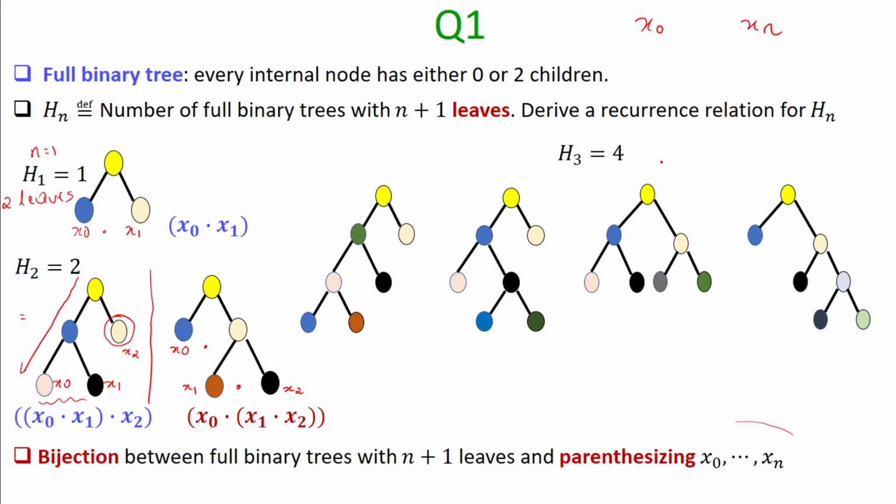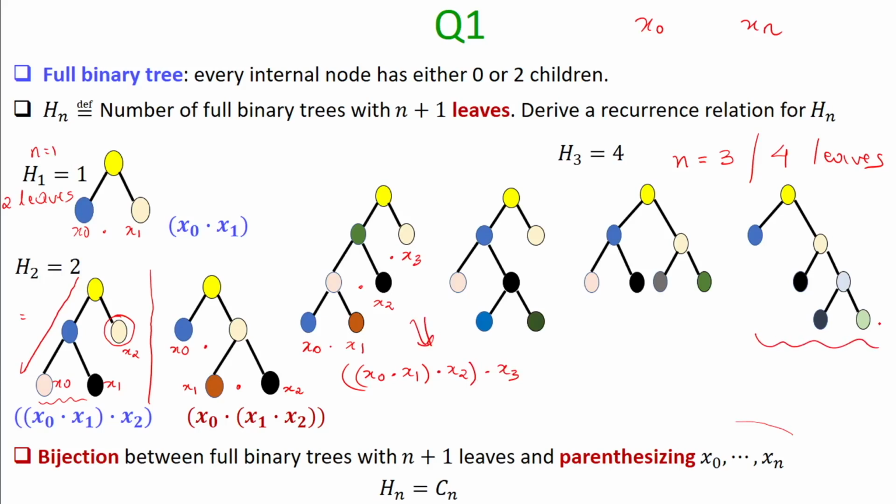If I take the case of n equal to 3, that means 4 leaves, then this ordering corresponds to x0 dot x1 dot x2 and then multiplied with x3. Okay, right, so that will be the order. X0 getting multiplied with x1, then that result getting multiplied with x2, and that result getting multiplied with x3.